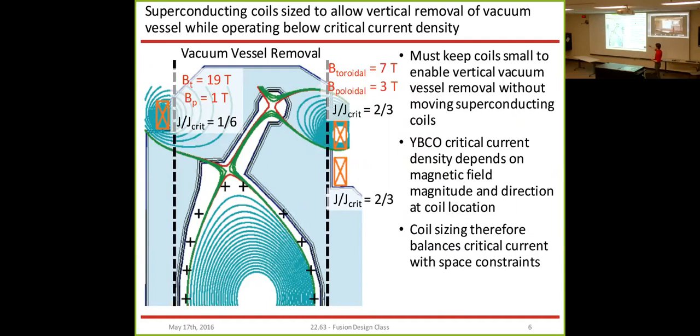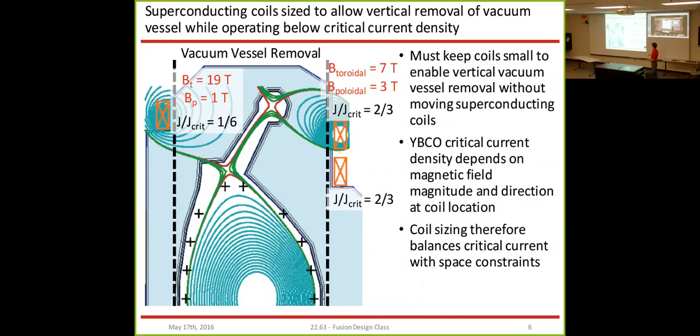So the superconducting coils are sized to allow vertical removal of the vacuum vessel while still operating below the critical current density. So as Dennis mentioned at the very beginning of the presentation, the TF coils, the toroidal field coils, are detachable. And one of the big advantages of that is that means you can take the entire vacuum vessel and lift it out vertically from ARC. And this allows you to replace the vacuum vessel and other internal components without taking everything apart and having to undo all of your TF coils and everything.